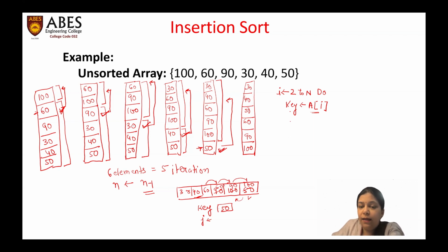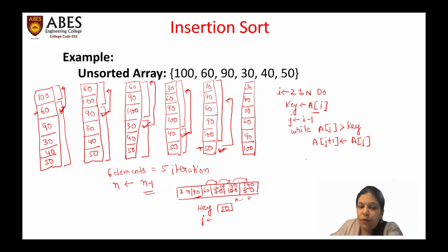So I can say that I have taken an index j, which is taking up the index just prior to the key value, that is i minus 1. And then repeatedly, that means I have to put a loop. Suppose I'm taking a while loop. Till the time the value of a[j] is greater than key, I have to place a[j] to a[j+1].